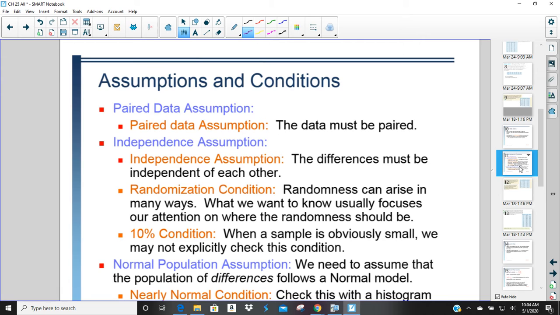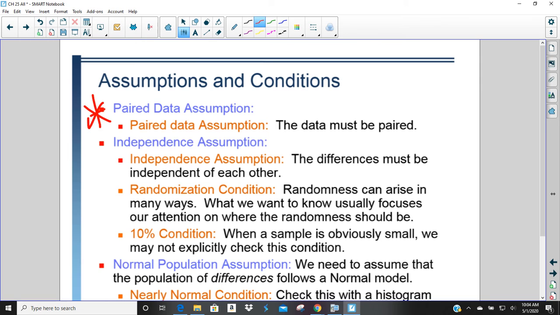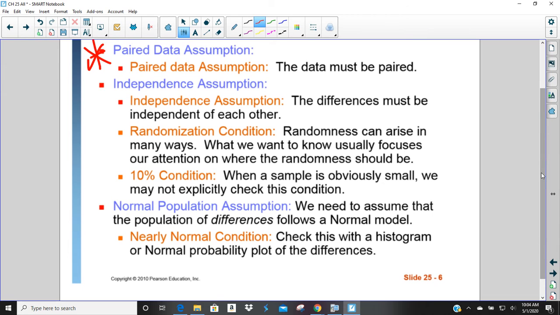So let's talk about the assumptions and conditions. Most of them are the same, but the one that's going to be really important and different is the paired data assumption. You're going to say that the paired data assumption has been met or something like that. You're going to look for independent data, independent of each other. It still has to be random, or representative, when we're talking about the field workers in the company. 10% condition: when the sample's obviously small, we may not especially check this condition, but it should be less than 10% of the population. And then nearly normal.